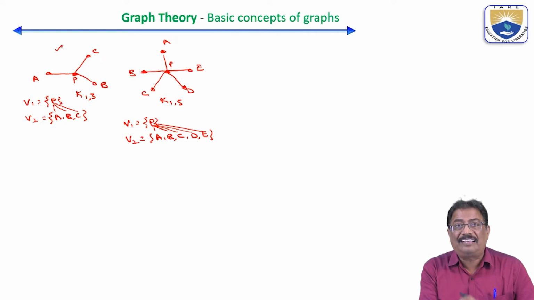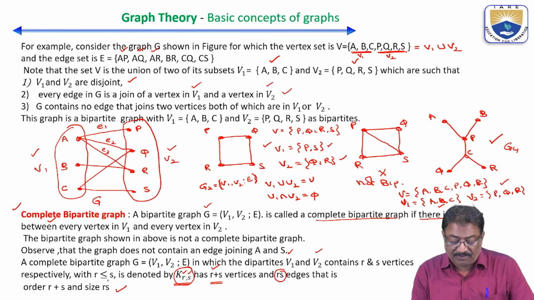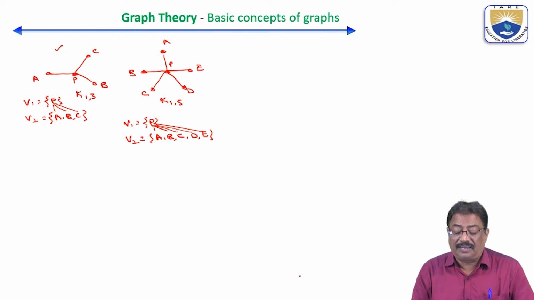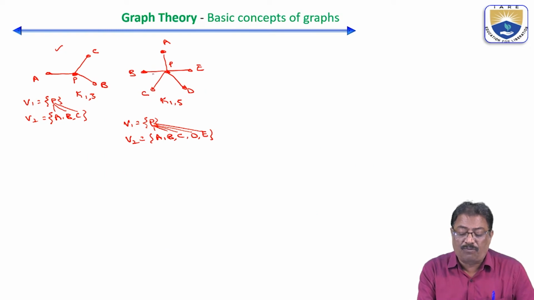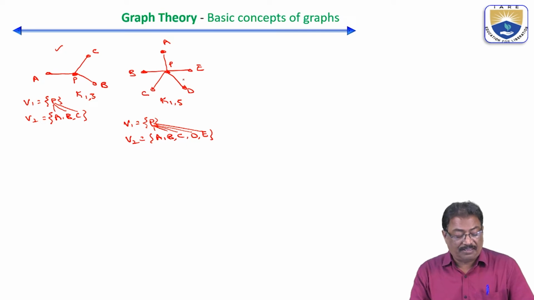And the size of this graph is 3. And what is the size of this graph? It is 5. The size of a graph is the number of edges in it. So here, 1, 2, 3, 4, 5. So the size of this graph is 5.